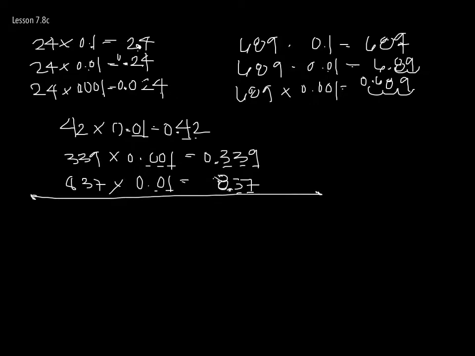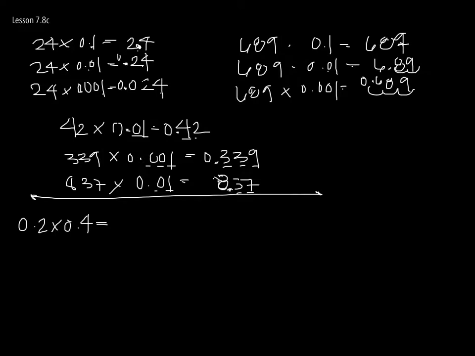Alright, now, so that's the main part of our lesson. The next part of our lesson is just a little bonus feature, and I started talking a little bit about it yesterday. What if there are decimals in both of the multipliers? So if I have 0.2 times 0.4, what is that going to equal?